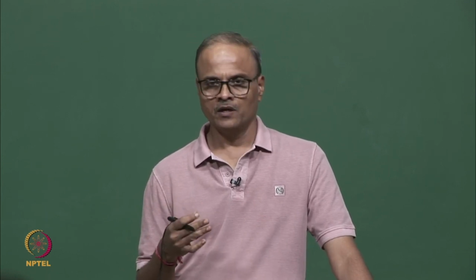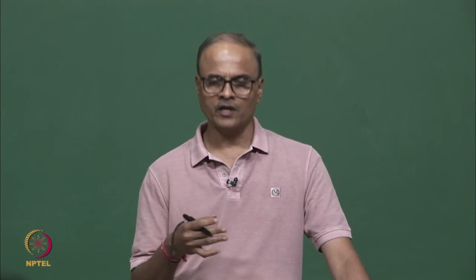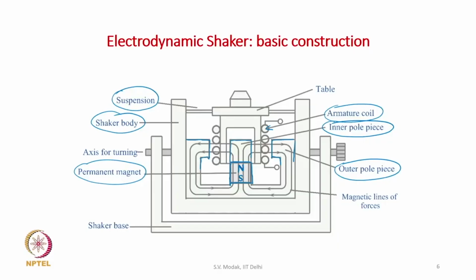Because if these pole pieces are not there, then air would be there through which the magnetic lines of force would pass, but air does not have as high permeability. So, these pole pieces help to increase the flux density and reduce leakage.